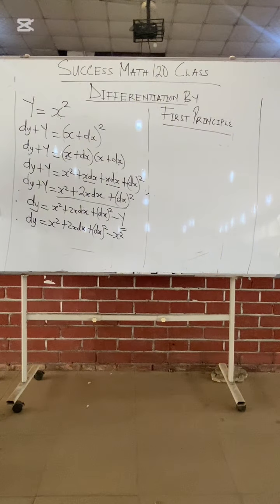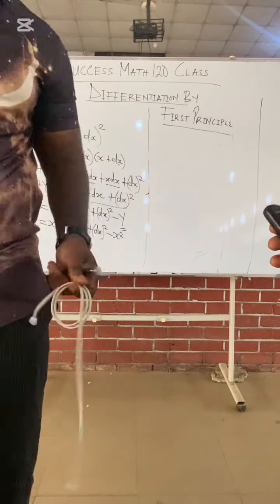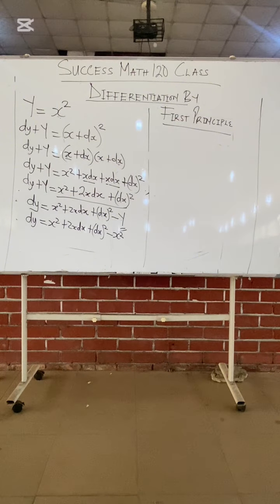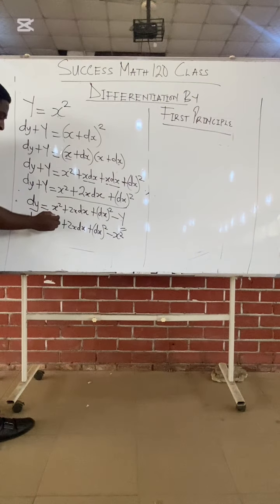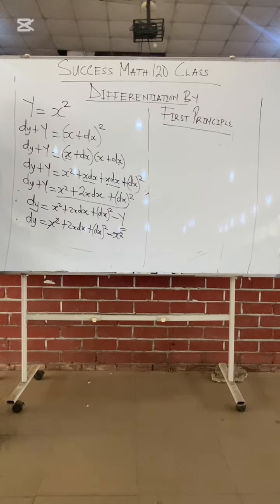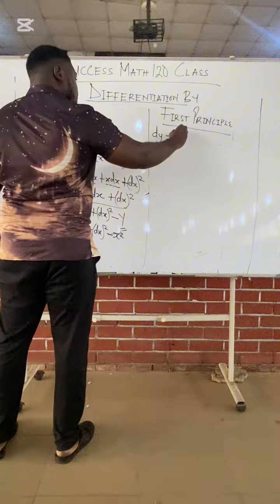Class, once you have substituted for y as x squared here, what will happen is that, watch, there's x squared here, right? x squared minus x squared, they cancel each other. And what are we left with? dy equals 2x dx.